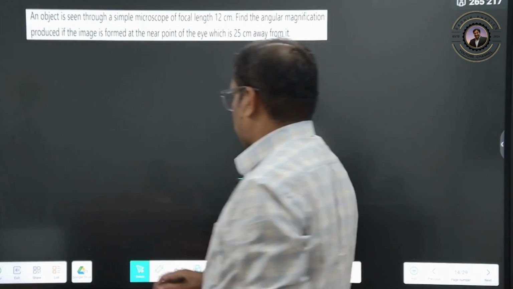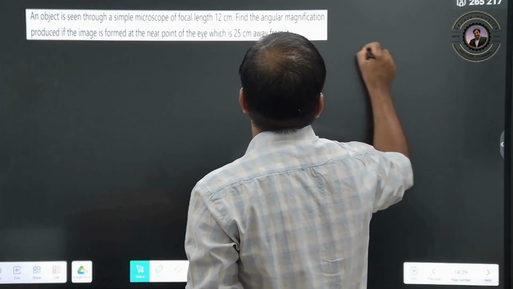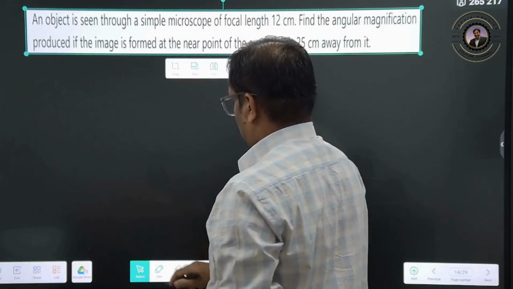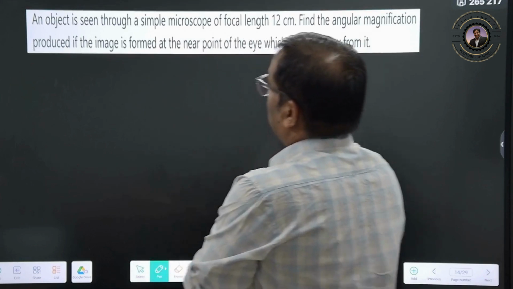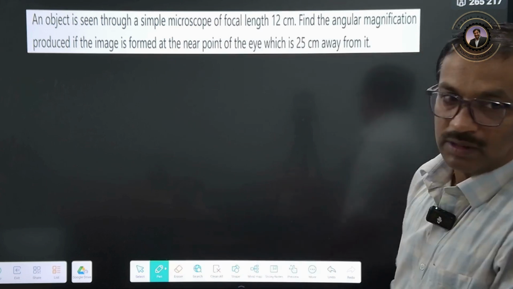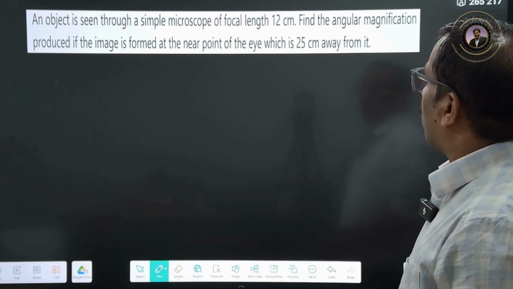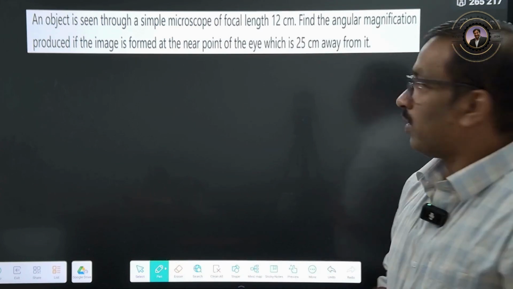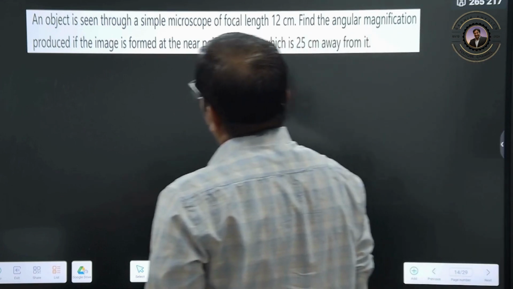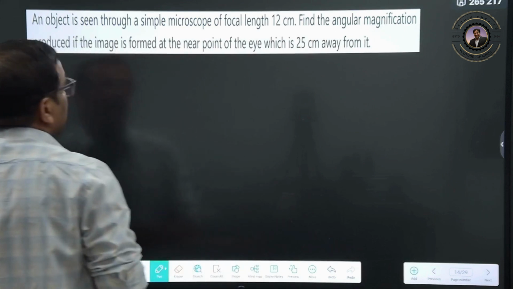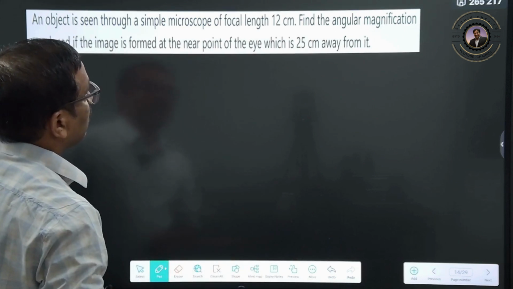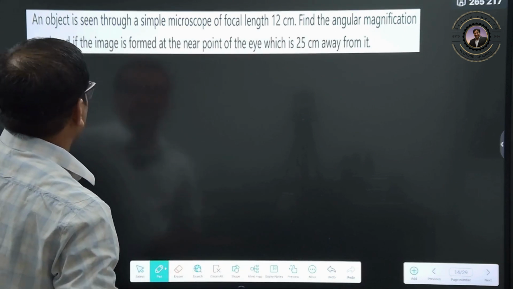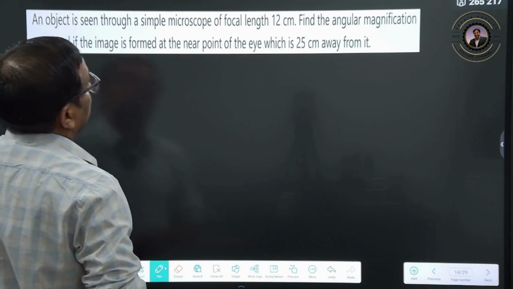So another question. An object is seen through the simple microscope. Simple microscope means simple convex lens. Our focal length is 12 centimeter. Clear? 12 centimeter. Find the angular magnification produced if the image is formed at near point of the eye, which is at 25 centimeter from it.